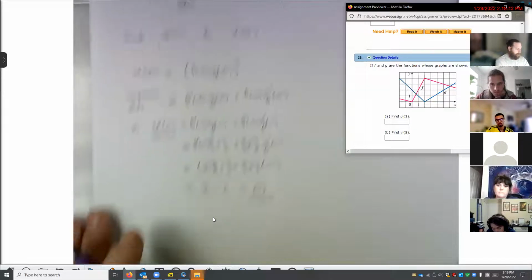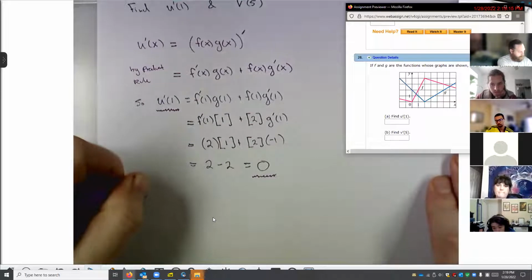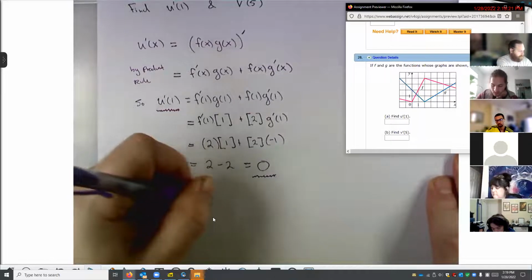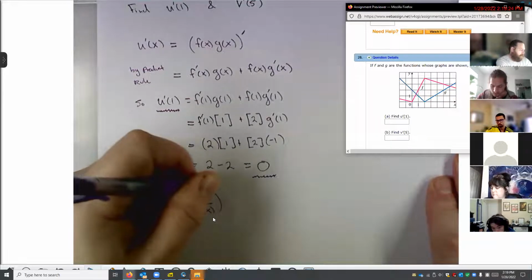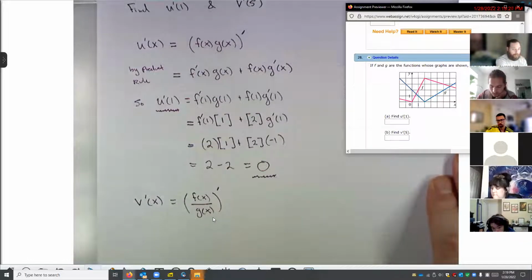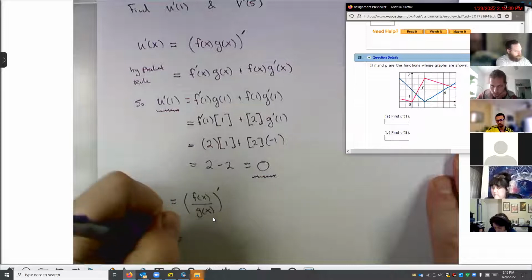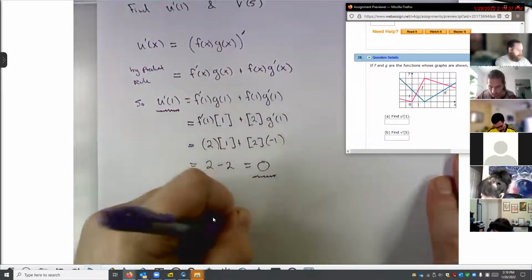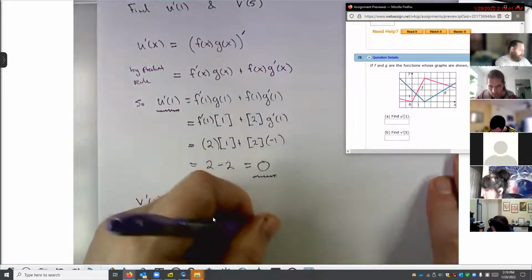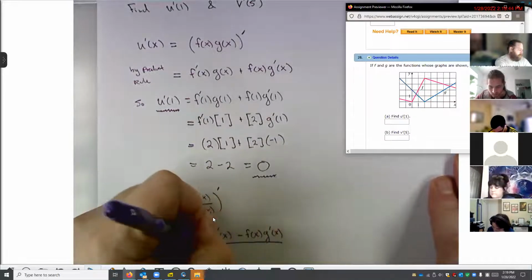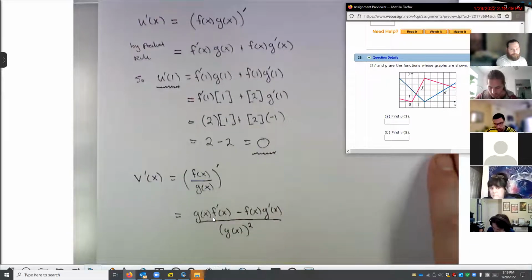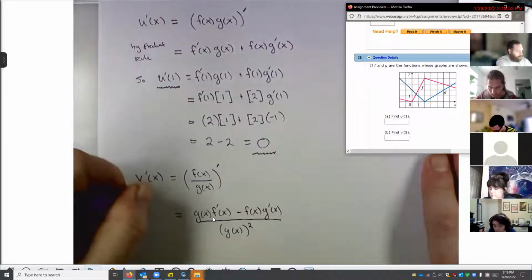For the second part, to get v primed of 5, I would first symbolically cook up v primed of x, which is the derivative of f of x over g of x. And by the quotient rule, this would be g of x times f primed of x minus f of x times g primed of x all over g of x squared. This is by the quotient rule.